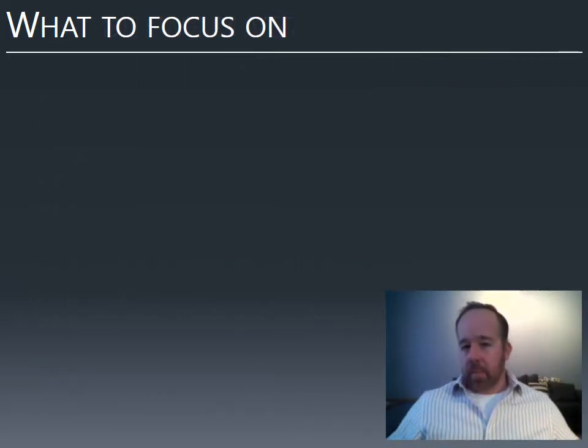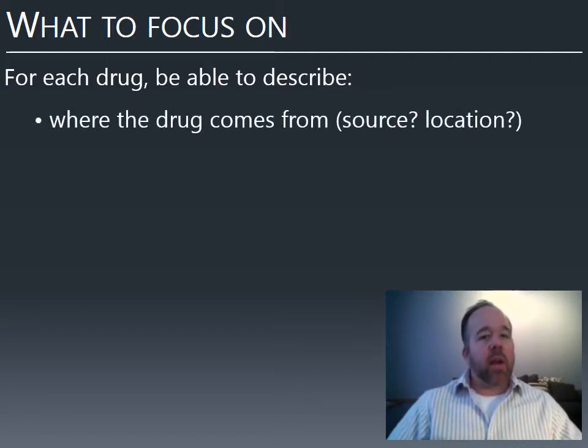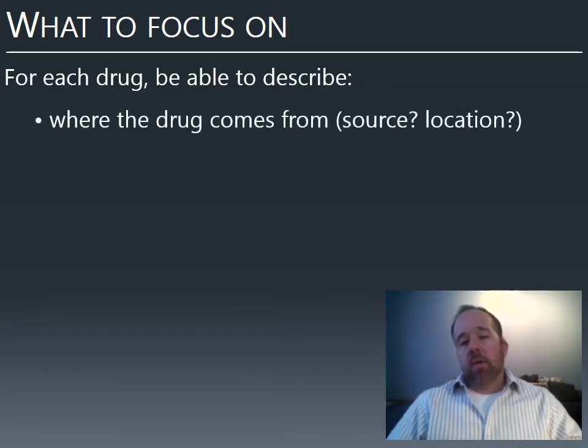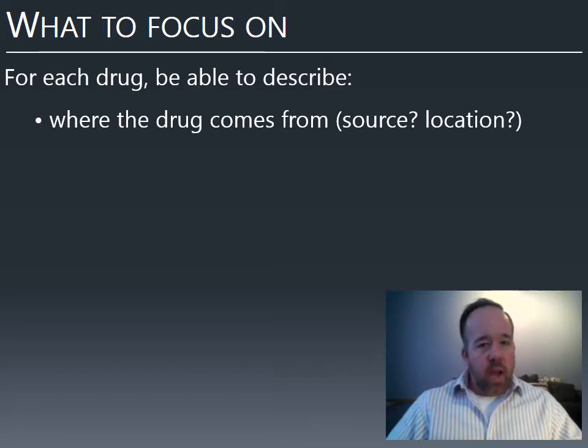So what do you want to focus on? Again, the lectures are the best guide as to what material is going to be used for the final. But for each drug, what you should be able to do as you're preparing for the exam is describe a variety of characteristics. So for example, where did the drug come from? And this means both the source of the drug, so in the case of marijuana, the psychoactive ingredient, or one of them, is THC. So it comes from the cannabis plant. That's its source. And where did the cannabis plant first come from?